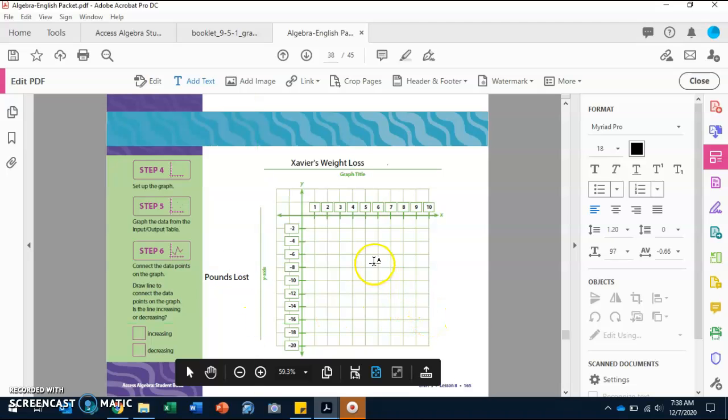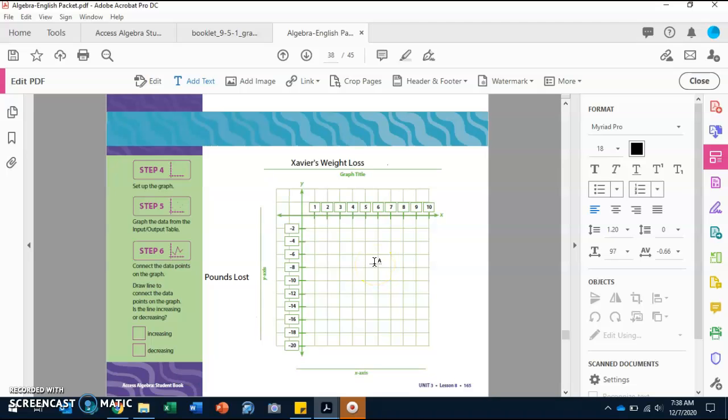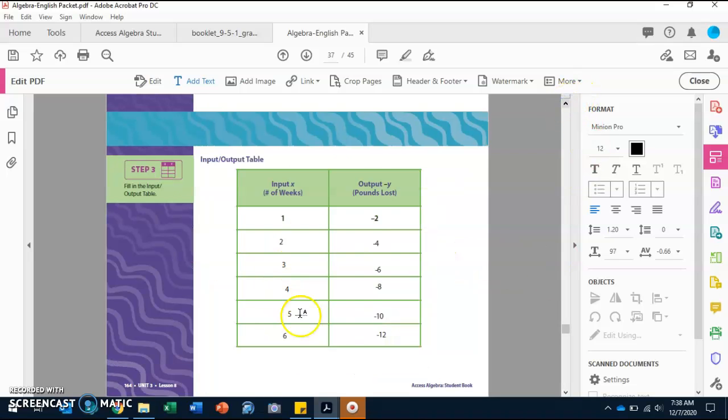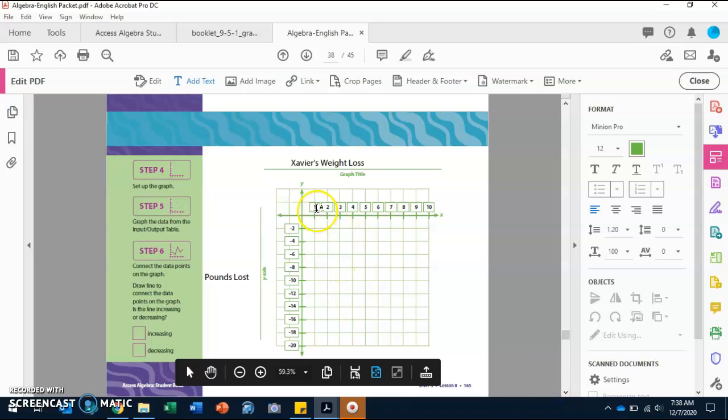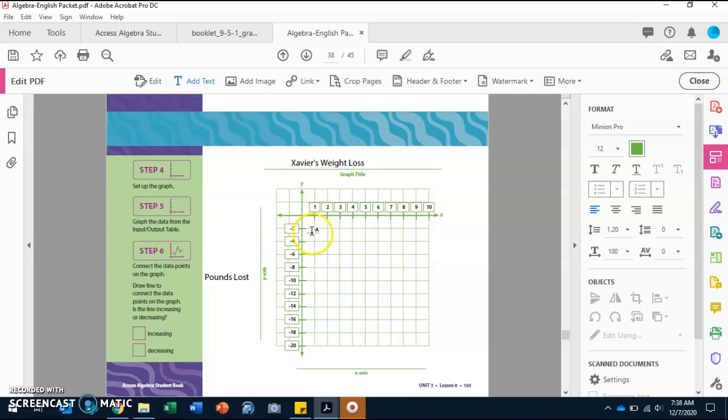And now, guys, we are going to plot. So we're going to use this data table over here to plot. So we know that in week 1, he lost -2 pounds. So now we go over here, and we're here at 1. And how many pounds did he lose? -2, right?